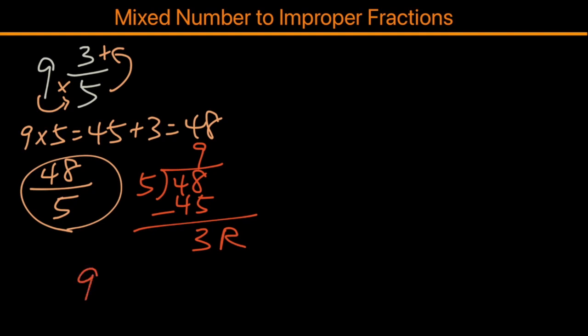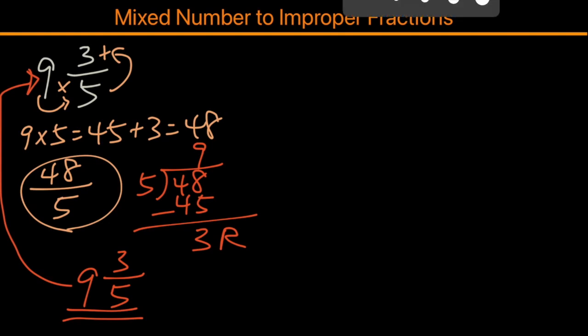So the whole number is 9. The remainder is the numerator. Divisor is the denominator. So this number, 9 and 3/5, matches the original problem. And this tells us that we did the improper fraction correctly. Here's a final example.